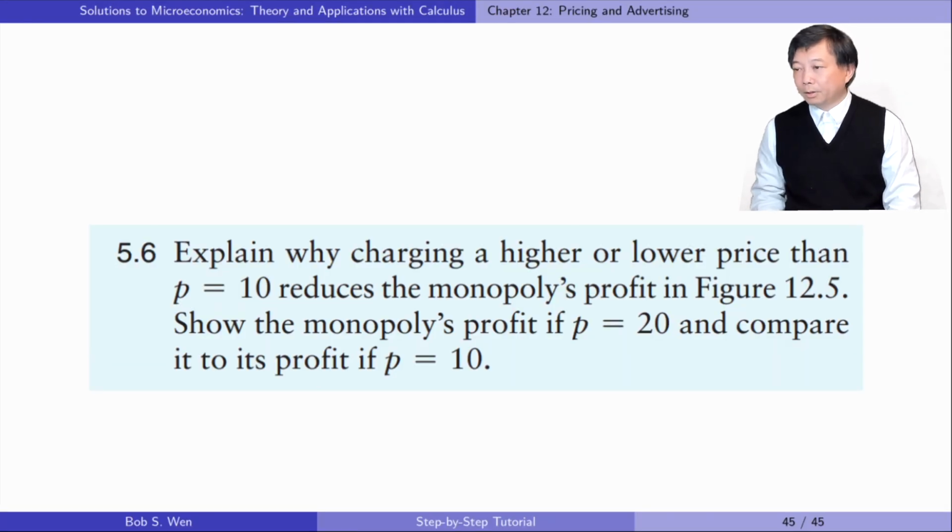Let's go to exercise 5.6. Explain why charging a higher or lower price than P equals 10 reduces the monopoly's profit in figure 12.5. Show the monopoly's profit if P equals 20, and compare it to its profit if P equals 10.